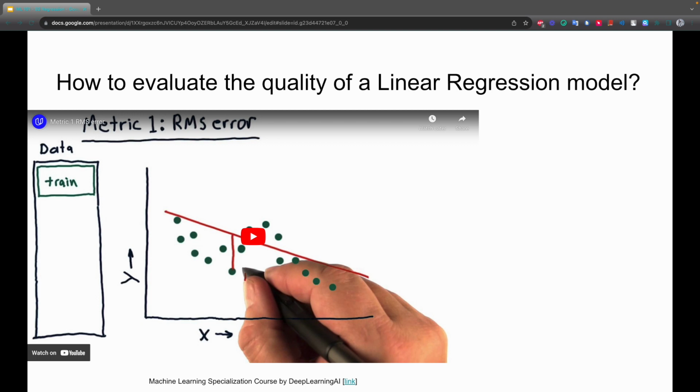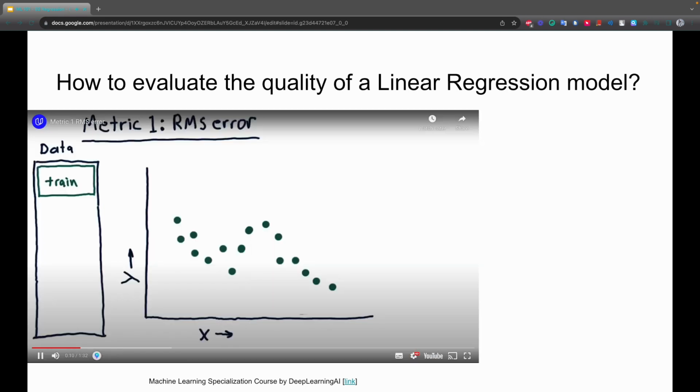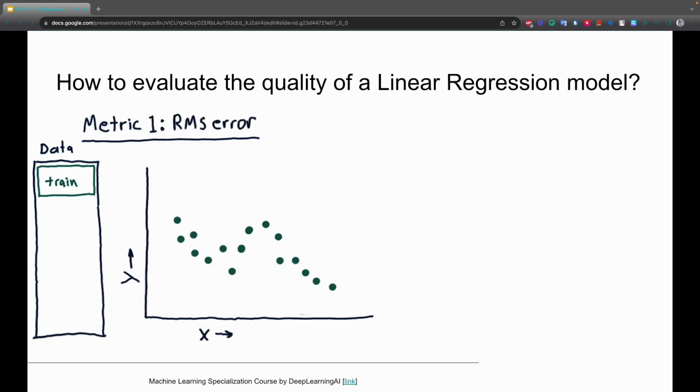Earlier, we mentioned that we want to find model parameters such that it has a high accuracy. But how do we measure the quality of a linear regression model? The most commonly used metric is called root mean squared error. A standard way to measure error is called RMS error. Let me show you how to calculate this.